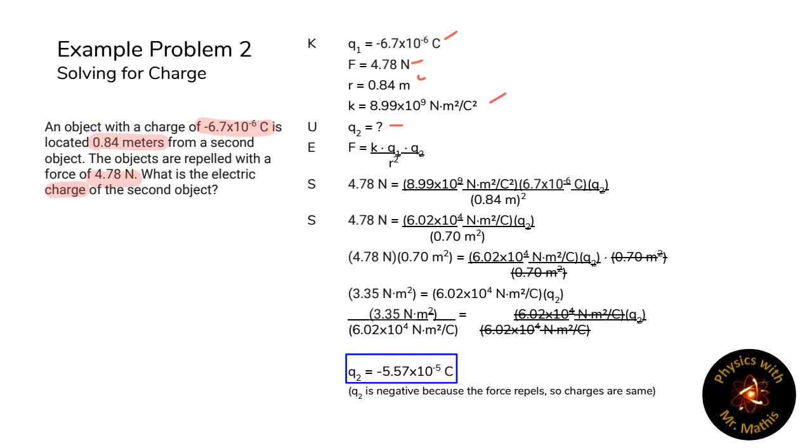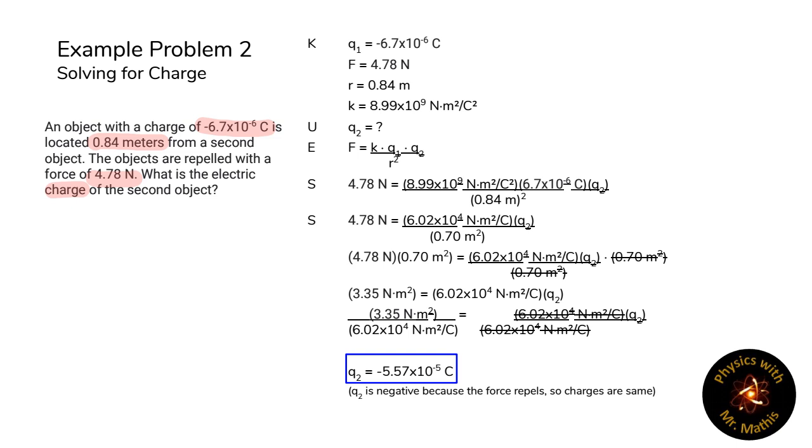We can start by simplifying some of the numbers. The first thing I did is to multiply together 8.99 times 10 to the 9th and 6.7 times 10 to the negative 6th, and that gave me 6.02 times 10 to the 4th Newton meters squared per Coulomb, right there. And then the second thing I did was to square the distance, 0.84 meters. I square it, I get 0.70 meters squared.